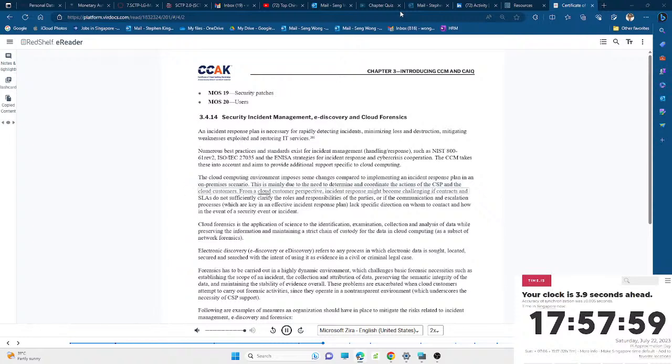From a cloud customer perspective, incident response might become challenging if contracts and SLAs do not sufficiently clarify the roles and responsibilities of the parties, or if the communication and escalation processes, which are key in an effective incident response plan, lack specific direction on whom to contact and how in the event of a security event or incident.